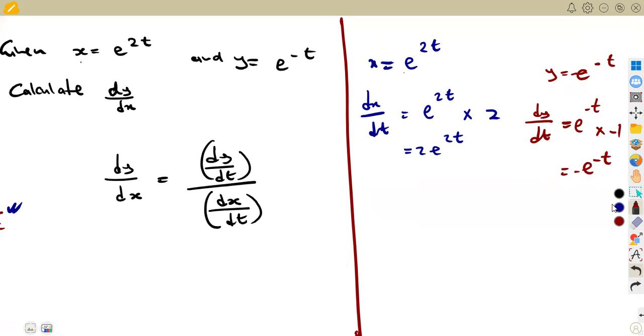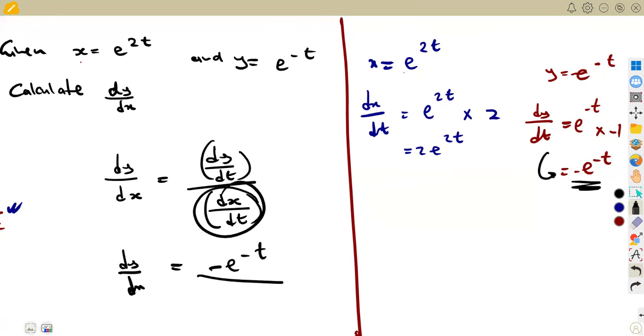So it is just a situation of combining your terms. The derivative of y with respect to x is equal to dy dt, that is the derivative of y with respect to t, which we got here as minus e to the exponent of minus t, over the derivative of x with respect to t, which is 2e to the exponent of 2t. We are just taking this part as it is.